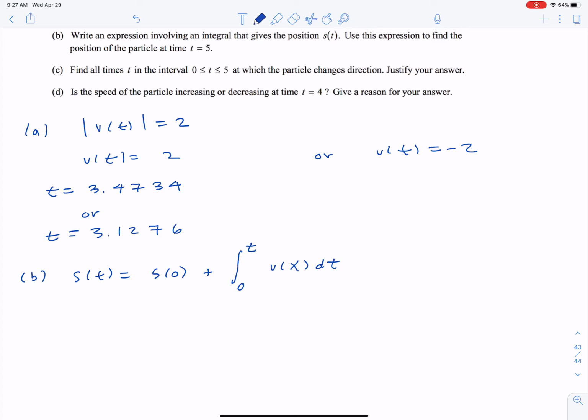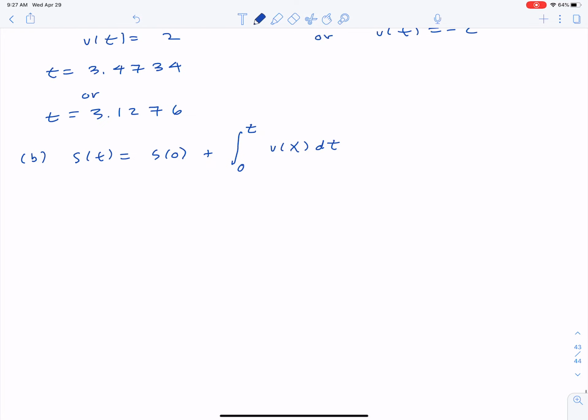Okay, so let's use this to evaluate our function. If I want to find s of 5, right, that's going to be s of 0, which is 10, that was given, plus the definite integral from 0 to 5 of the function that we have, v of x dx. At this point, that is a calculator question. And what did I get? When I did it, I got negative 9.207.